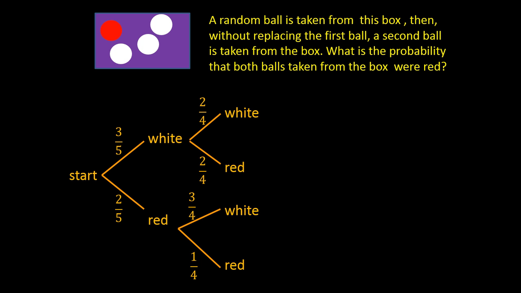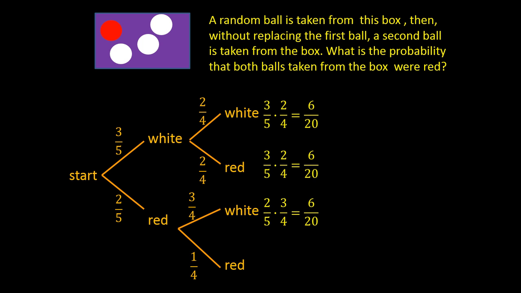What we're looking for is the probability that both balls taken from the box were red. Now we could multiply the probabilities along the branches to get any probabilities, but the one we're really interested in is this one at the bottom, which is getting a red ball the first time and the second time. So if we multiply those probabilities, 2/5 times 1/4 is 2/20. That would simplify to 1/10. So the probability that both balls taken from the box are red is 2/20 or 1/10.